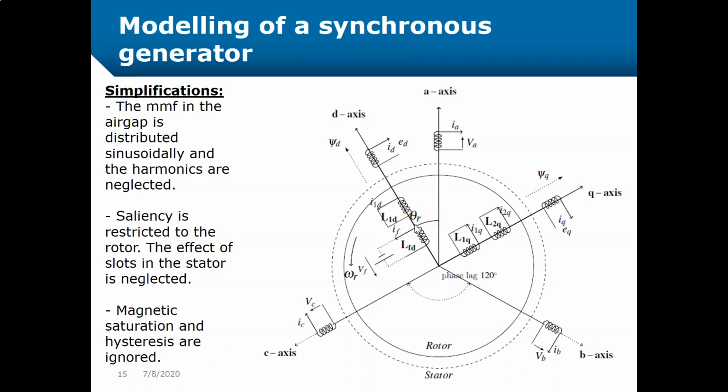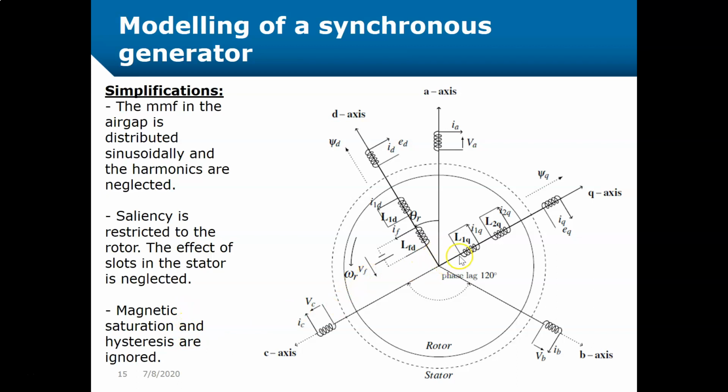When we do some modeling, we do some simplifications. One thing is that the MMF in the air gap is distributed sinusoidally, and the harmonics are neglected. Secondly, the saliency is restricted to the rotor, and the effect of slots in the stator is neglected. Thirdly, magnetic saturation and hysteresis are ignored for now.